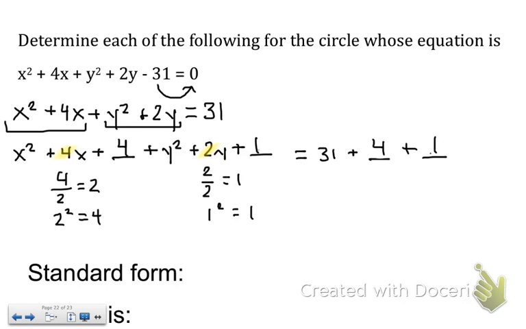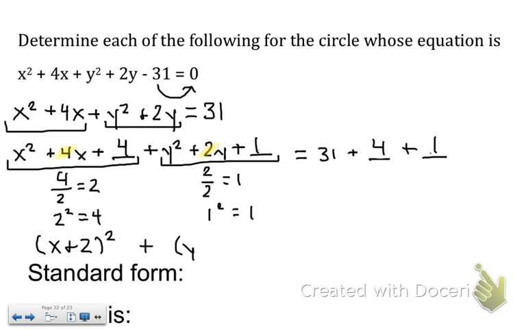Now remember, our whole goal here was to get these into perfect square trinomials, which we have done now. So if I look at the left-hand side, and I look at x squared plus 4x plus 4, I can factor that now pretty easily into x plus 2 squared. Getting a little bit closer now. If I check out my y terms, it's a perfect square trinomial. I can factor that into the quantity y plus 1 squared.